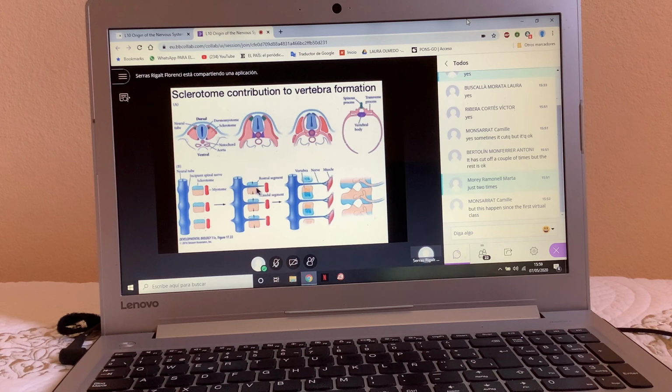This is what you have here. So this posterior part of this somite is going to meet with the anterior part of the next somite, and both together are going to construct half of a vertebra. The other half is constructed from the other somites. And in this drawing here, you can pay attention and we'll see some details of the formation of these structures.